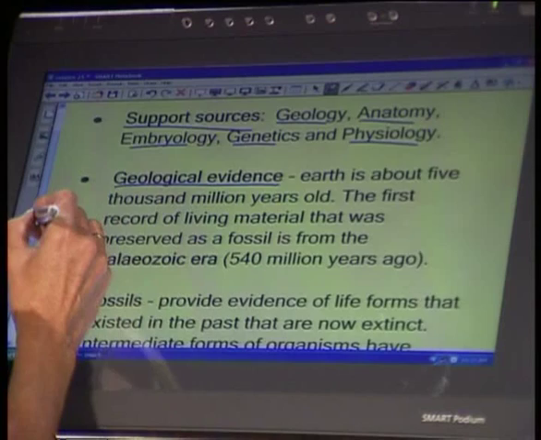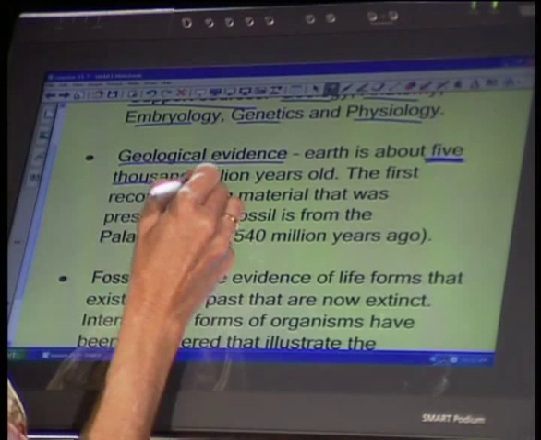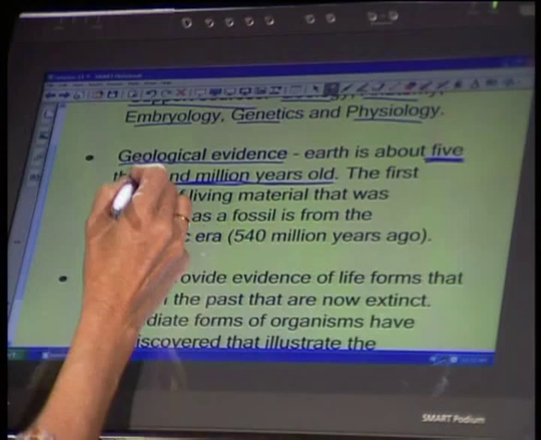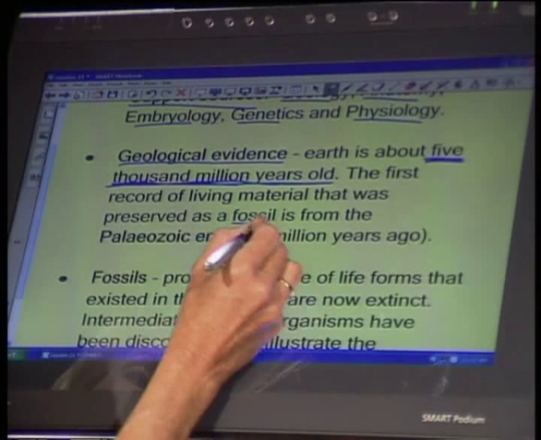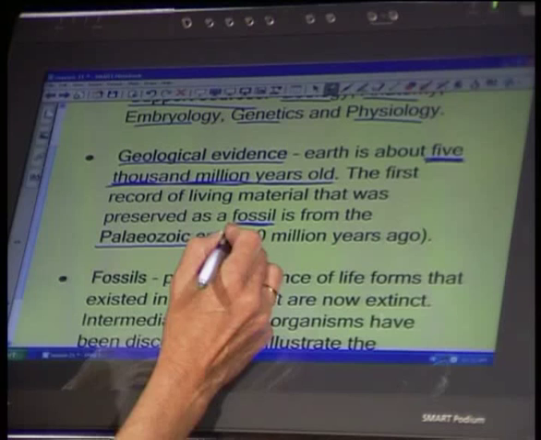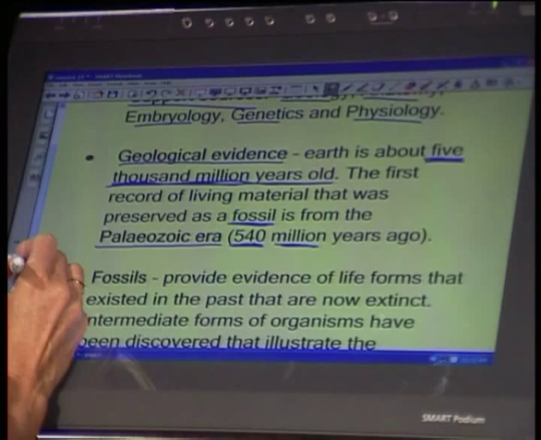So if we look at the geological evidence, the Earth. Now, people, you must know this. The Earth is regarded as about 5,000 million years old. That's very old. That's more than 5 billion years. The first record of living material was preserved as a fossil, and that is from what we call the Paleozoic era, which is approximately 540 million years ago. Of the 5,000 million years, you're looking at 540 million years ago. So it's a long time.